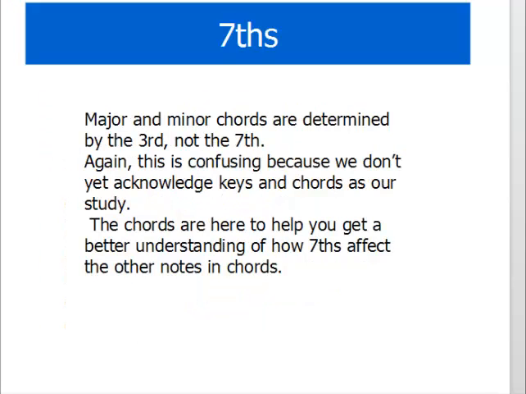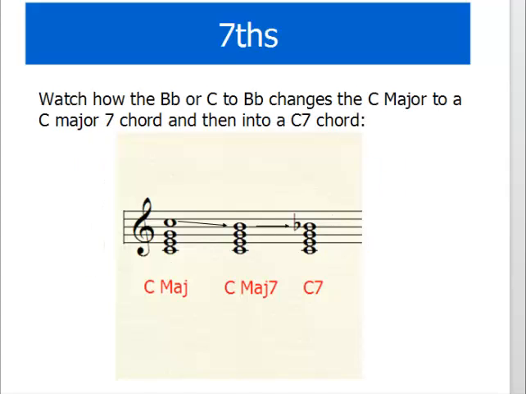Major and minor chords are determined by the third, not the seventh. Again, it's a little confusing because we're not talking about keys yet. Just keep that in mind. The chords are here to help you get a better understanding of how sevenths affect other notes in chords. Watch how the C to B flat changes the C major to a C major seventh, and then into a C7 chord.